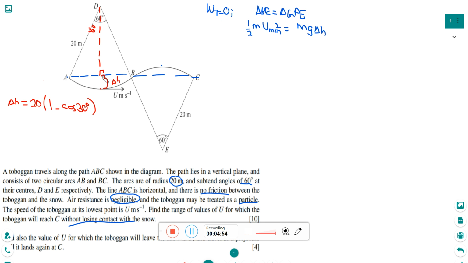This is simply the distance from here to here. If I want to find the change in height between the lowest point and the maximum point, I must multiply by 2. So the total delta H is equal to 40 into 1 minus radical 3 over 2. Plug this into our main equation.